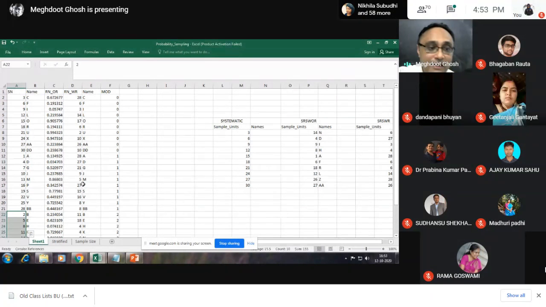Clear? So, in systematic sampling, we don't have to do anything. Just utilize the mod function over here and sort it in ascending order. Automatically, you will get the sample units. Next, you use the same process.